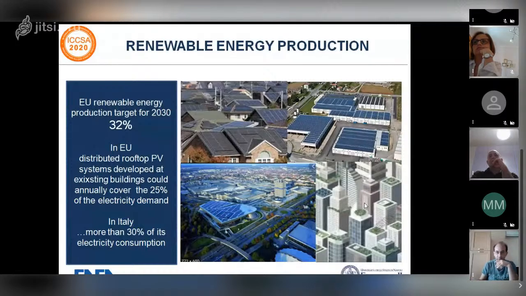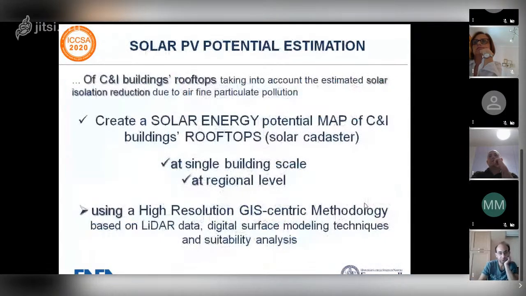So this study focuses on the assessed solar PV potential of C&I buildings' rooftops, taking into account the estimated solar insolation reduction due to air fine particulate pollution. And the objective is to create a solar energy potential map of buildings' rooftops at a single building scale and at regional level, using a high-resolution GIS-centric methodology based on LIDAR data, digital surface modeling techniques, and suitability analysis.